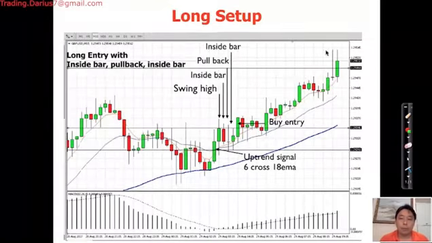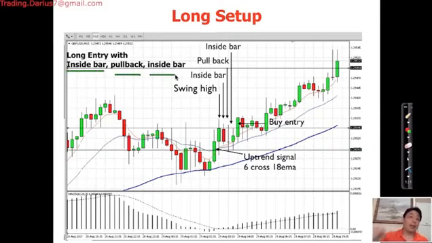Next example would be a long entry with an inside bar, a pullback, and another inside bar. So you can see there are many combinations. It could be a swing high, pullback, go. Swing high, pullback, pullback, go. Swing high, inside bar, pullback, go. There are many combinations, right? Okay, so in this case, let's take a look.